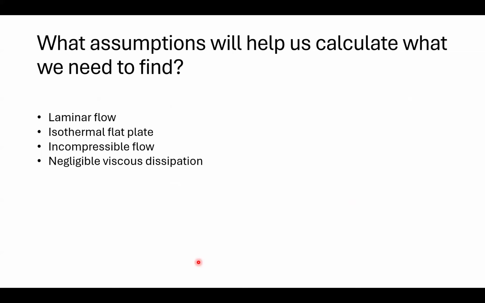So for this problem, the assumptions were pretty much given to us in the problem statement. We're assuming that we have laminar flow. The flat plate that the fluid is flowing over is isothermal, meaning that the temperature is the same anywhere on that plate surface. The flow is incompressible and there is negligible viscous dissipation. That last assumption will be important for part B.